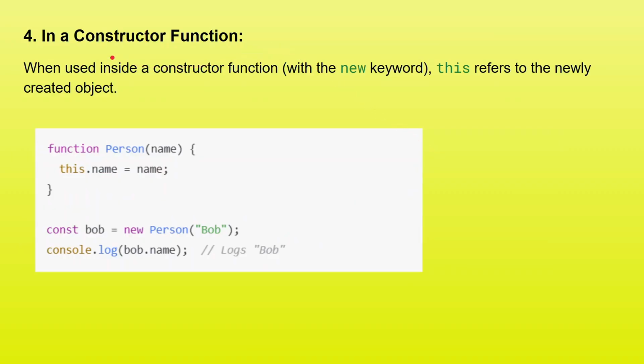In a constructor function, when used inside a constructor function with the new keyword, this refers to the newly created object. See, we have a function called Person, and this.name we have assigned with the name. When we create an object for Person, console.log bob.name logs Bob. So this refers to the newly created object.